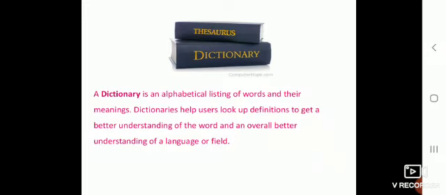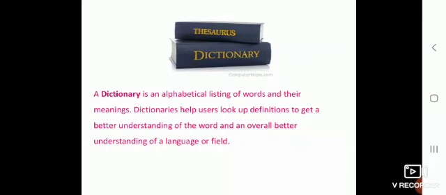A dictionary is an alphabetical listing of words and their meanings. Dictionaries help users look up definitions to get a better understanding of the word and an overall better understanding of a language or a field. Now, a dictionary has more than 1000 words. So, how do you find a particular word in the dictionary?